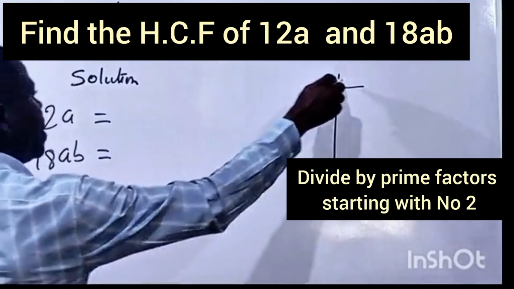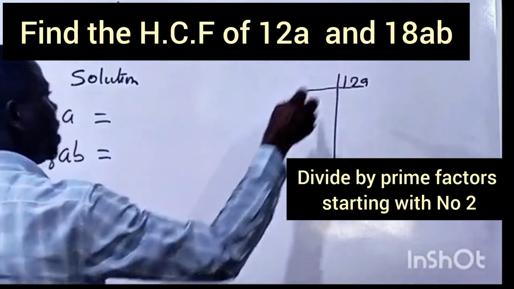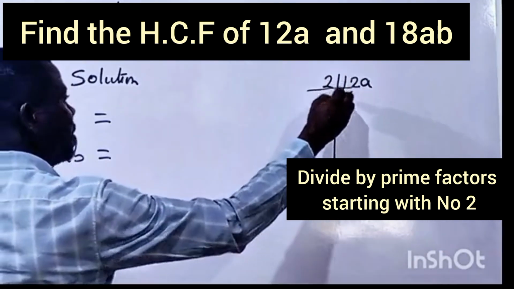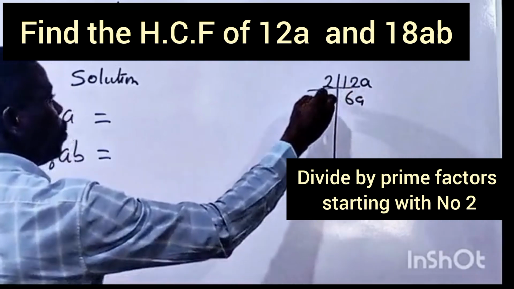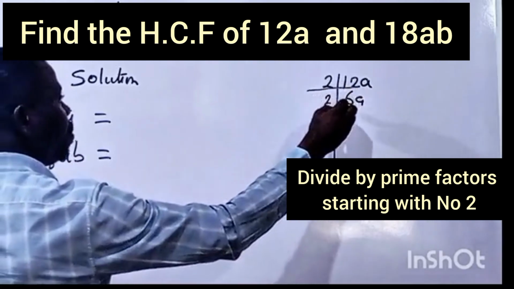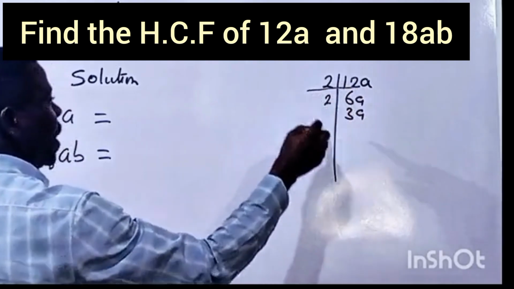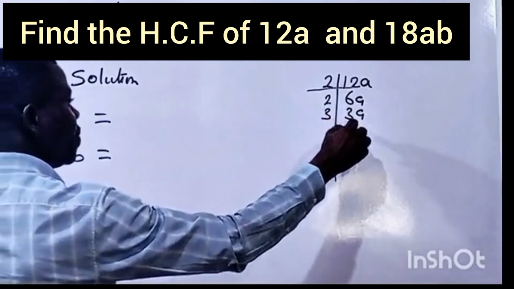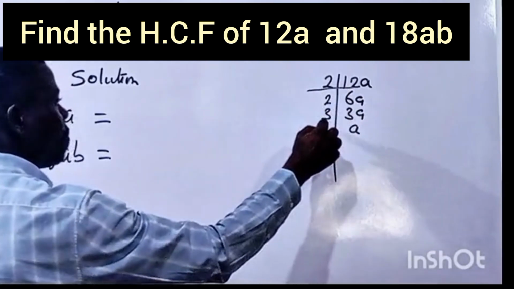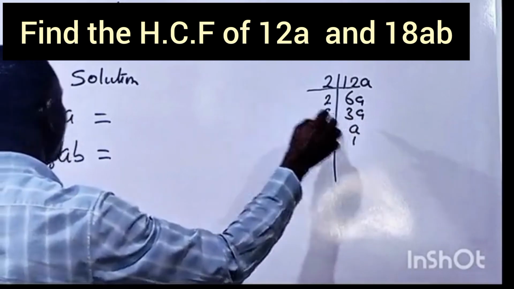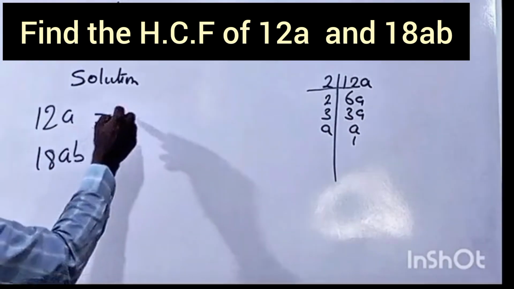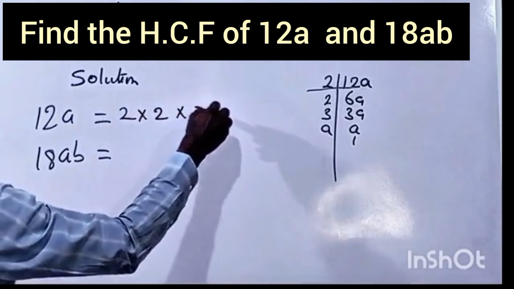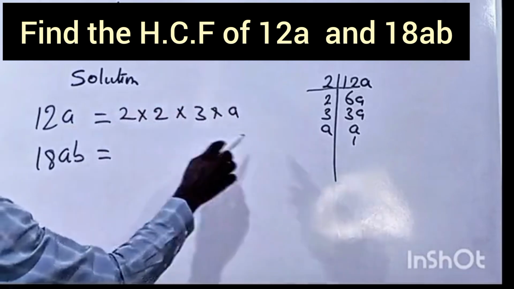For 12a, starting with 2 into 12 will be 6a. Then use 2 again. 2 into this will be 3a. 2 cannot go anymore, so use 3. 3 into this will be just a. Then what can go? A will be just 1. So for 12a, we'll have 2 times 2 times 3 times a. So you express it like this.